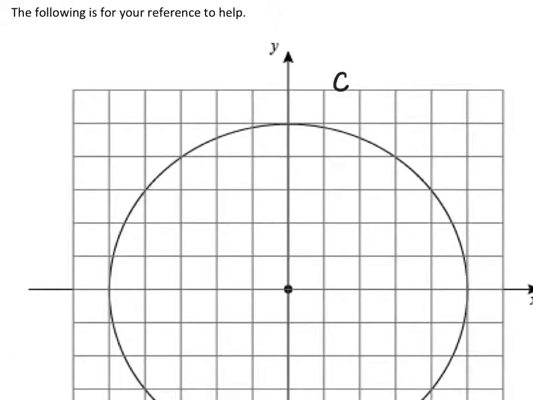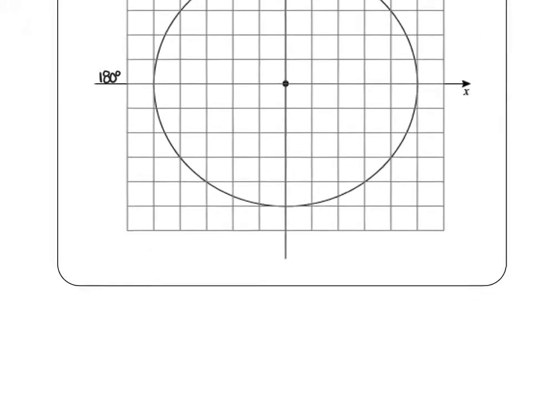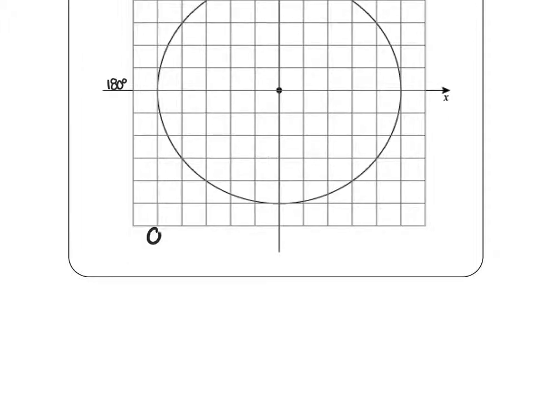So this is quadrant 1. I'm hoping that we sum everything up. This is 90 degrees. Down here we have 180. This is quadrant 2. I'll try and make it smaller. Quadrant 3 down here, and quadrant 4.